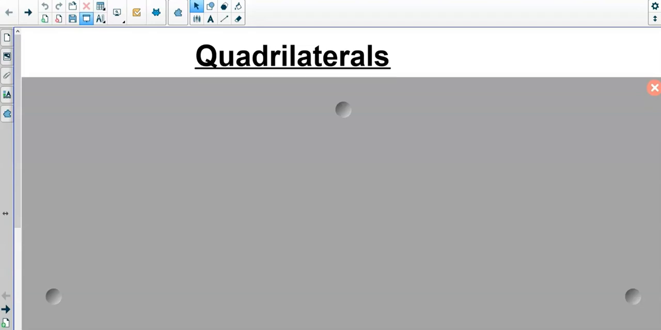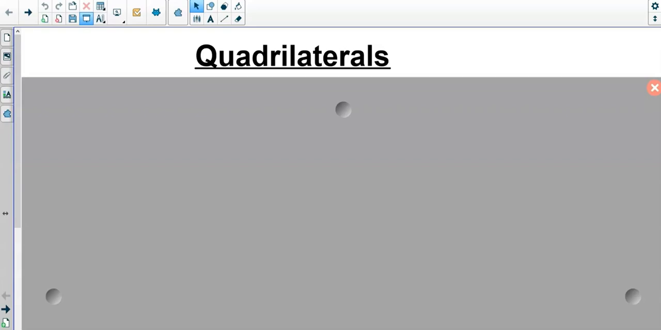CPCTC, which means corresponding parts of congruent triangles are congruent. Again, it's been a while since you talked about that, but it's because of that CPCTC idea, corresponding parts of congruent triangles are congruent, that we get properties for quadrilaterals. Again, like I said, all these different shapes that we now have in our geometry extend from ideas about triangles and parallel lines.